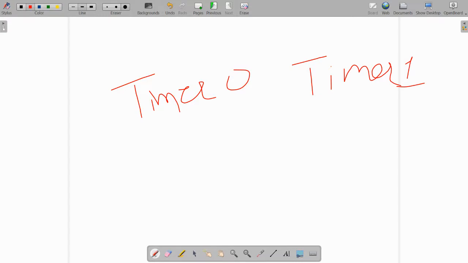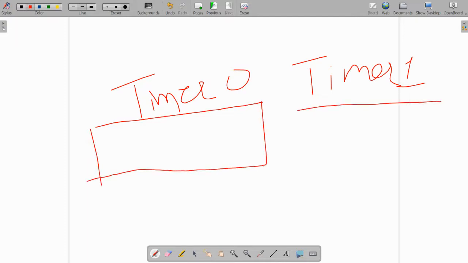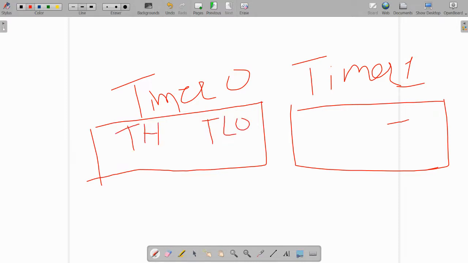Yes, it is 16 bit. So your timer 0 and your timer 1 are 16 bits. Your timer 0 consists of TL0 and TH0. तो आपको आपके जो मेमोरी है उसमें आपको ये देखने को मिलेगा TL0 and TH0. So TL0 is of 8 bit and your TH0 is of 8 bit. दोनों को मिला के बनता है 16 bit of timer 0.